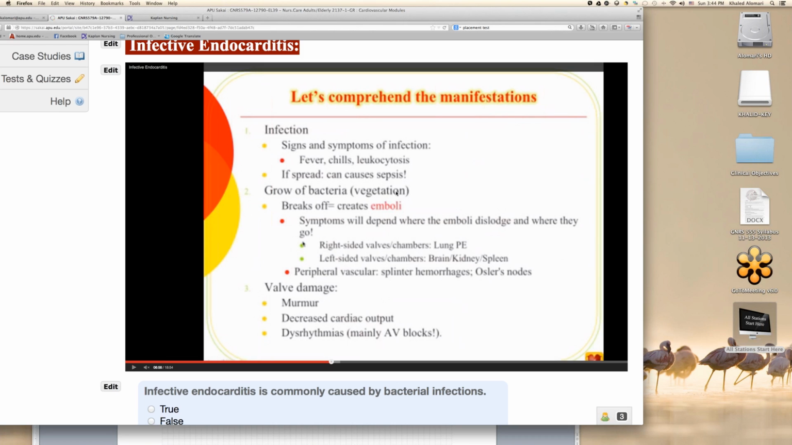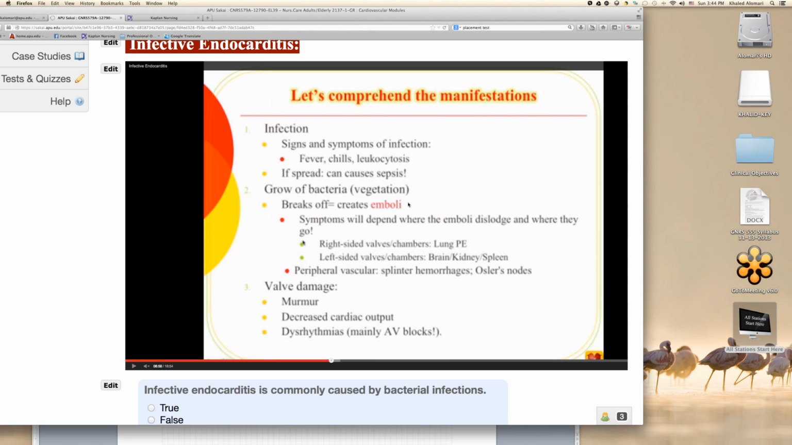Now, the word vegetation: when an echo report states there's a vegetation on the valve, that's not shared with other diseases. That means one thing only. So this is how we say that vegetation of bacteria on one of the valves is a definitive sign of endocarditis.